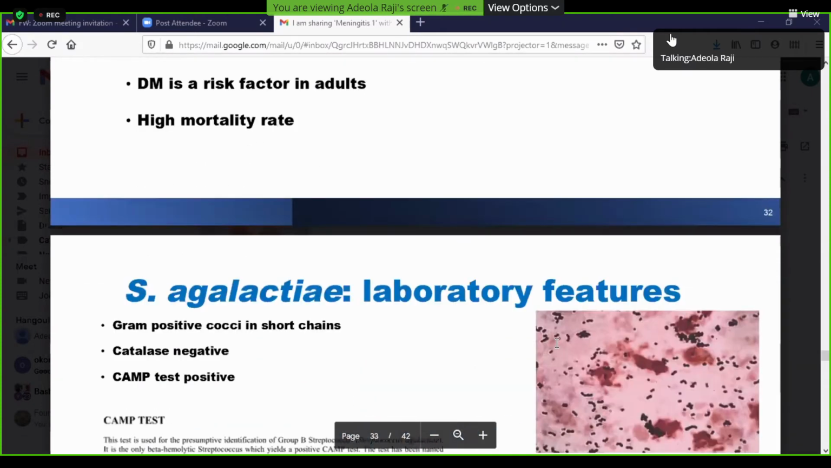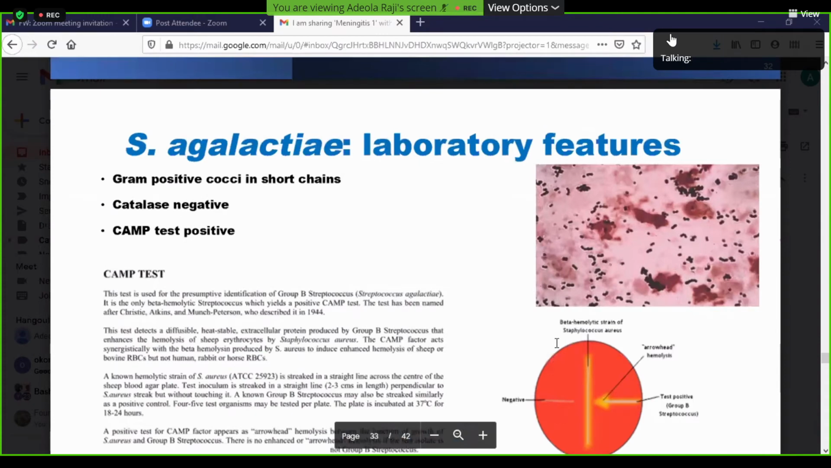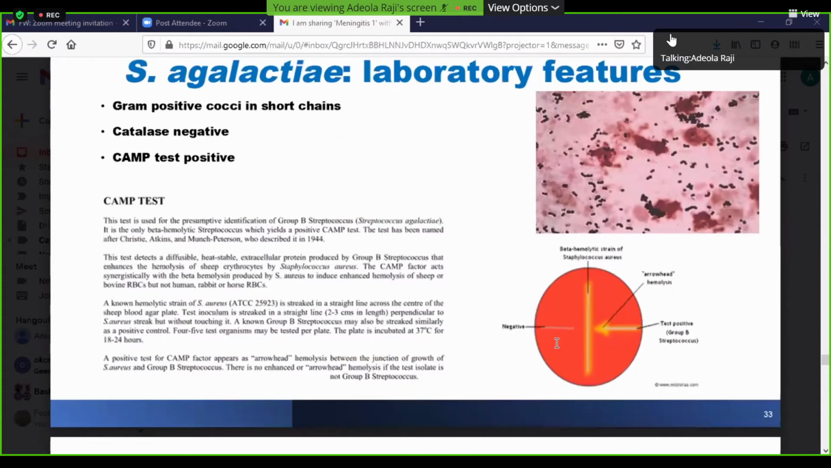In the lab, a gram stain will show you that you are dealing with gram-positive cocci in chains, short chains. These organisms are catalase negative. This helps you to differentiate them from Staph aureus, and they are CAMP test positive. The CAMP test will help you to differentiate this organism from Strep pyogenes, which is also a beta hemolytic strep. A CAMP test is positive when you have this arrowhead area of enhanced hemolysis, when the organism is streaked on a plate that has a Staph aureus streak.